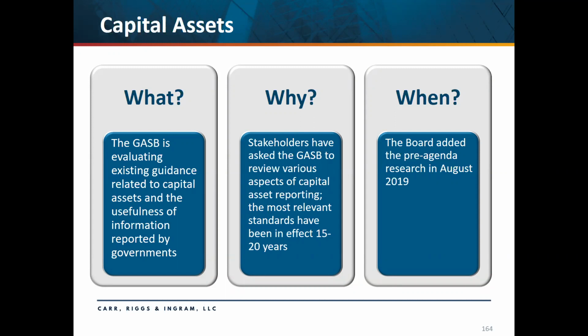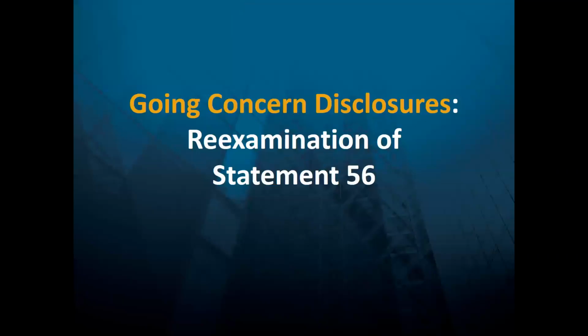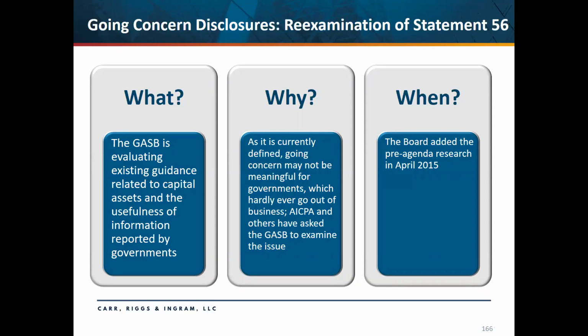The next one they're looking at is related to going concern, right? So going concern reexamination of 56. So as it's currently defined, going concern may not be meaningful for governments because they don't go out of business. So the AICPA and others have asked GASB to examine the issue. Could they go out of business? Is there going to be that concern? This has been on the research agenda really for about 6 years. It was April 2015. So I think there's still kind of information gathering.